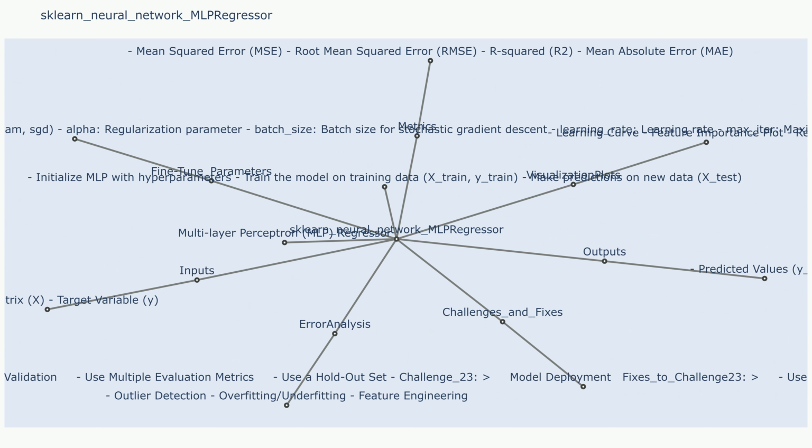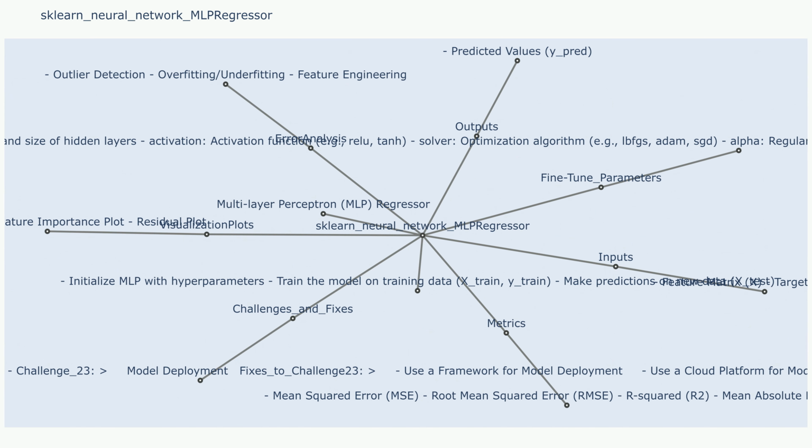Alpha: regularization parameter to prevent overfitting. It controls the strength of the penalty applied to the weights. Learning rate: the step size used during gradient descent. This value influences how quickly the model learns. Batch size: the number of training samples used in each iteration of gradient descent.